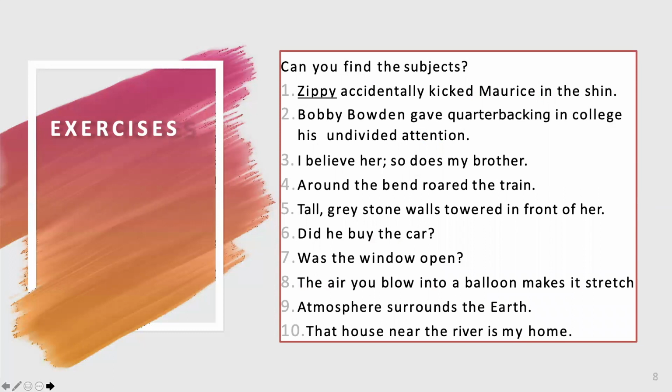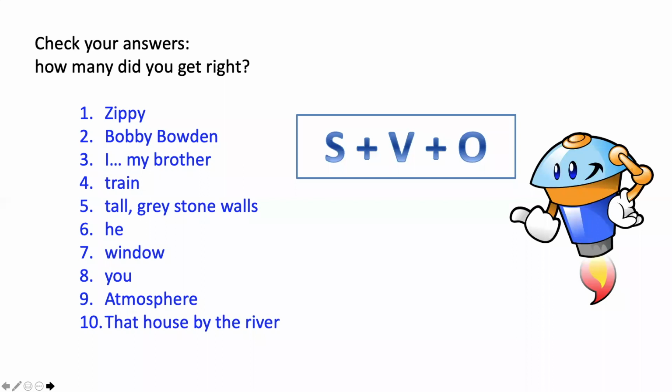Now let's see this exercise. You can pause the video so that you read each of these sentences and find the subject in each sentence. The first one has already been solved for you: Zippy accidentally kicked Maurice in the shin. Now, pause the video and see if you can identify all the subjects. When you are ready, click on the play arrow again to check your answers. Now, check your answers. How many did you get right?